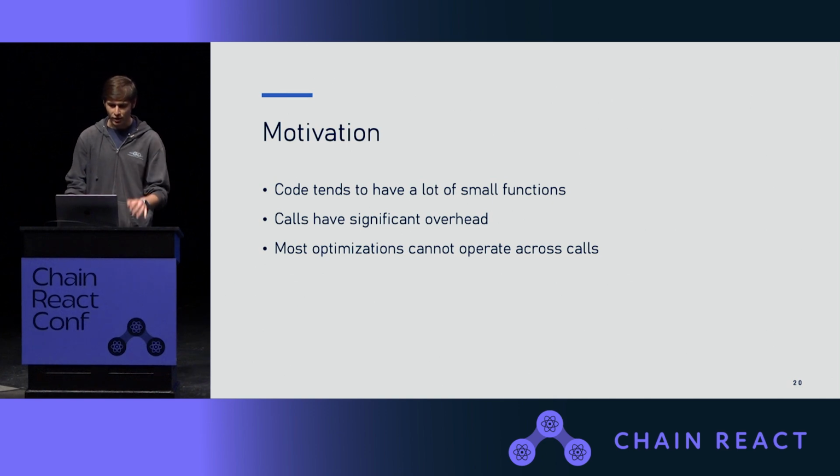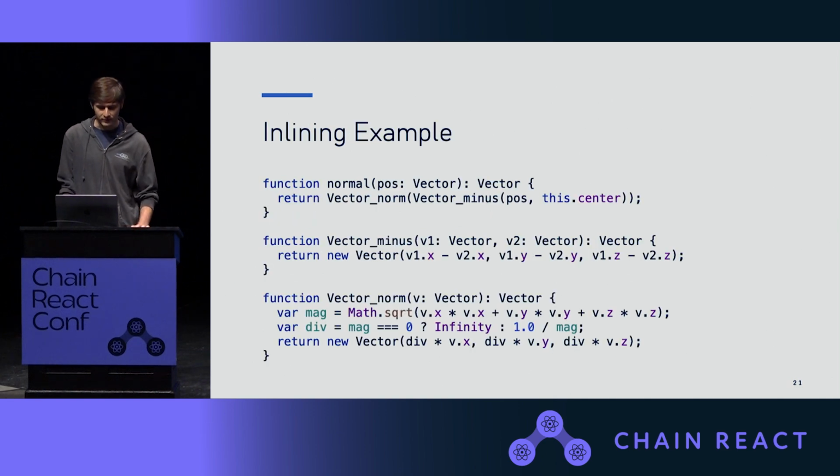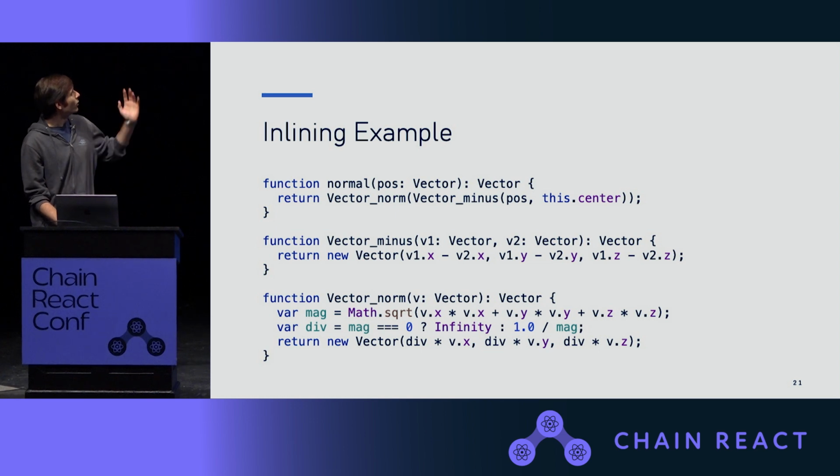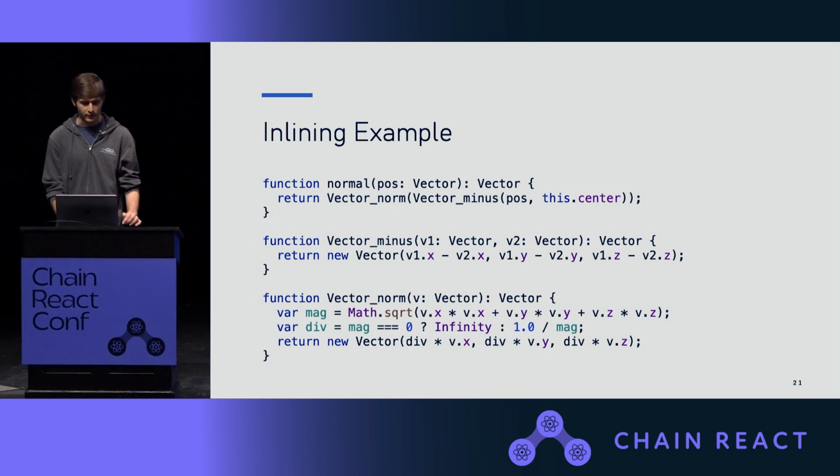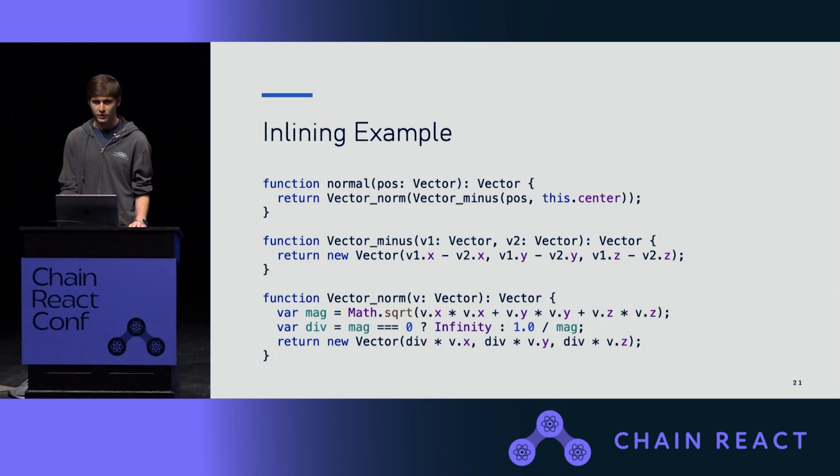So let's take a look at a concrete example. This is another example from the benchmark. We've extracted the sphere.normal method, which calls two functions, vector norm and vector minus, and we've got them here. These are relatively small functions and are good candidates for inlining. They also call the new vector constructor.